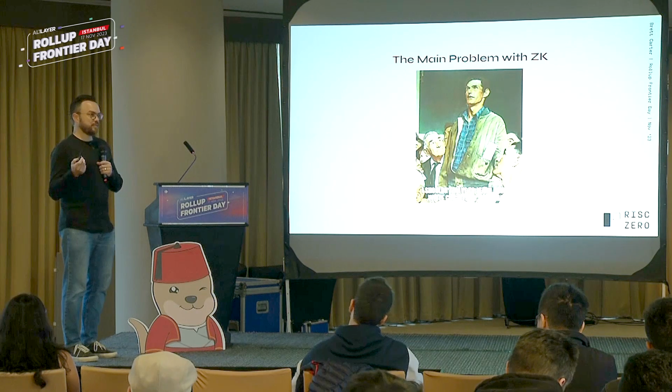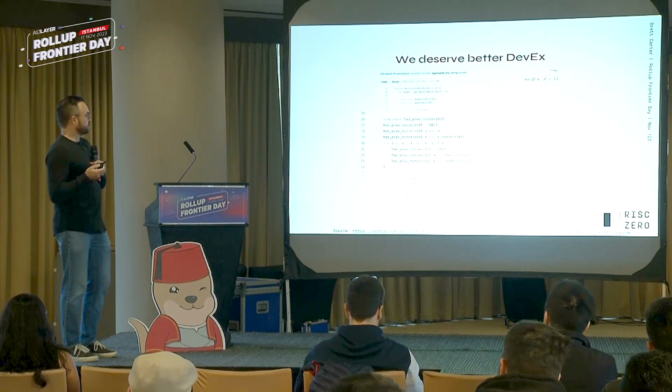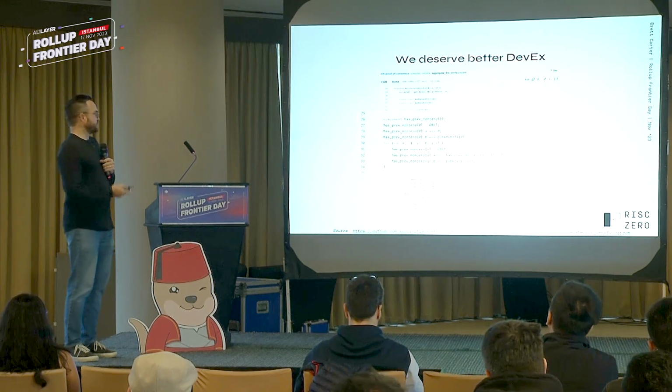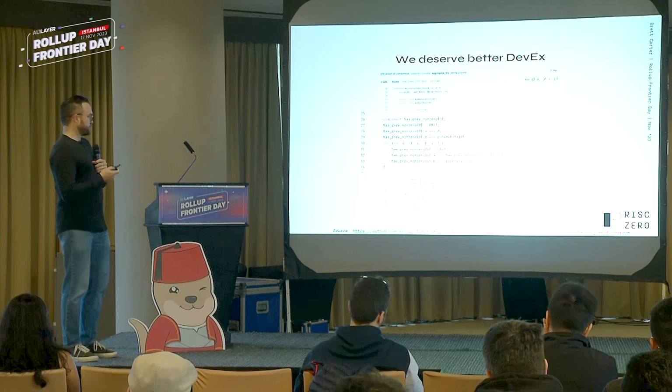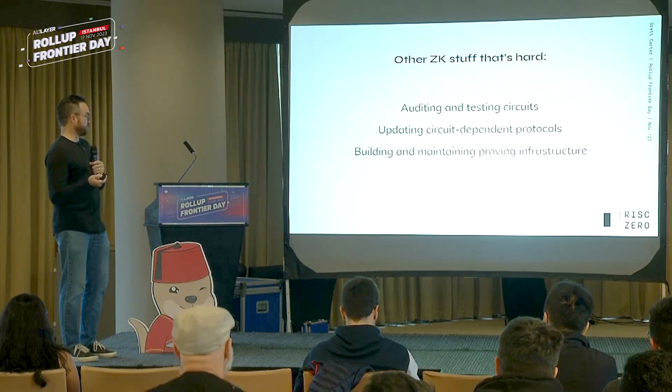Ideally, you could just write code and you get the characteristics of ZK, the privacy, the succinctness, and the characteristics we love so much. This is just an example of a circuit in Circom. Shout out to the Succinct Labs people. They had to write all of this stuff in Circom. I'm just gonna skip over this, probably hard to see anyways.